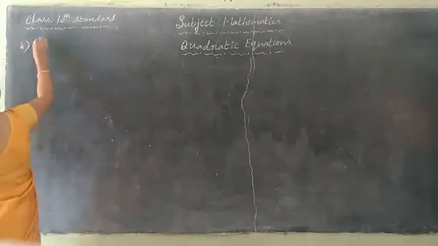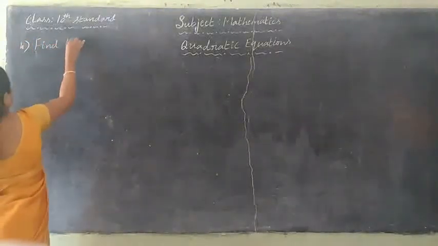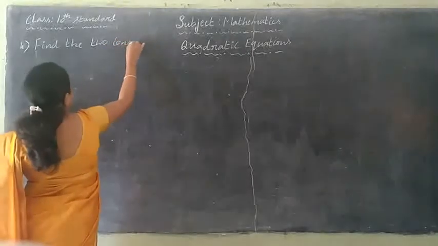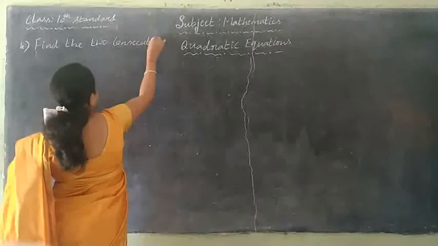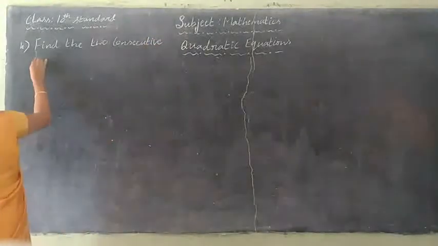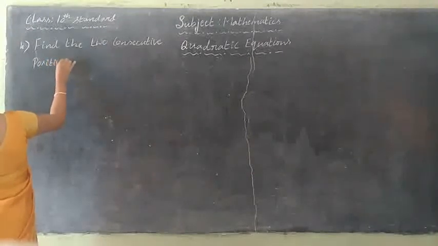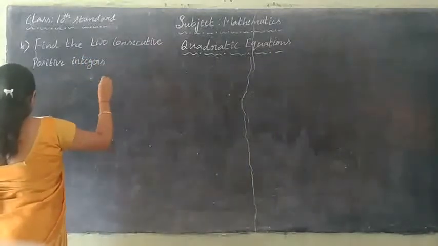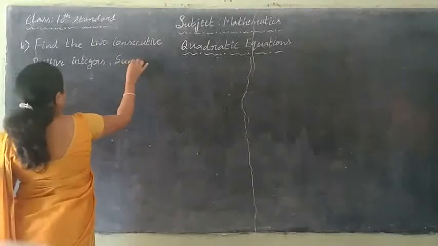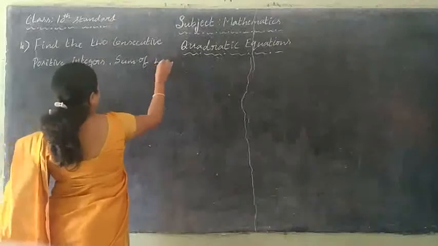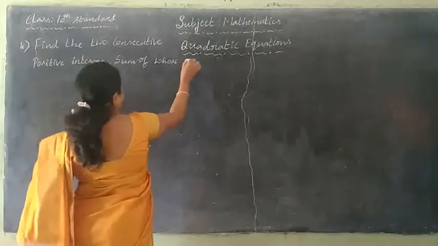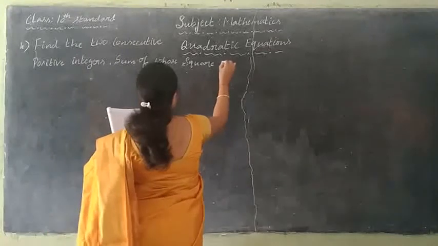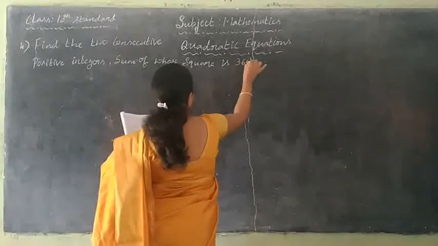Fourth one. Find the two consecutive positive integers, sum of whose squares is 365.